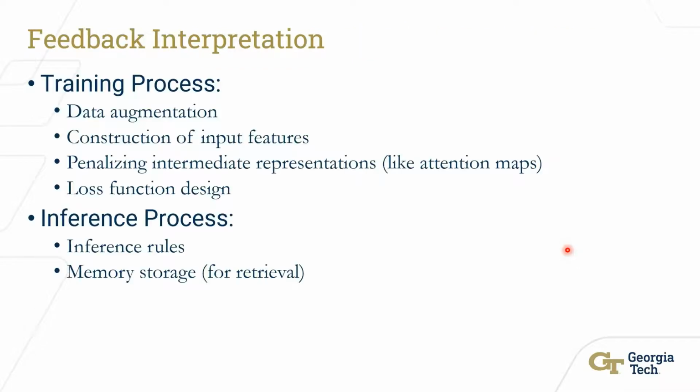More generally, feedback can be used to modify parts of training and inference process. I mentioned some examples here. One can use feedback to perform data augmentation, make input features, penalize intermediate representation such as attention map, or use it to modify loss function. One can also use it to construct inference rules, for example, for large language models, or store information for retrieval during inference. Ultimately, the mechanism that you use will depend on the task at hand and what techniques are currently used to solve similar problems.